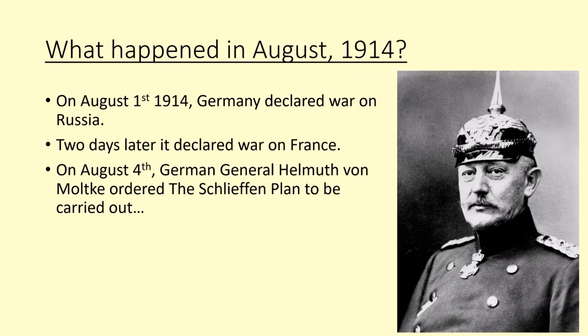So what actually happened in August 1914? Well, on August 1st, 1914, Germany declared war on Russia. Two days later, it declared war on France. And then, on August the 4th, the German general Helmuth von Moltke ordered the Schlieffen Plan to be carried out. So this plan, which had been developed nine years earlier in theory, was now about to be put into practice.